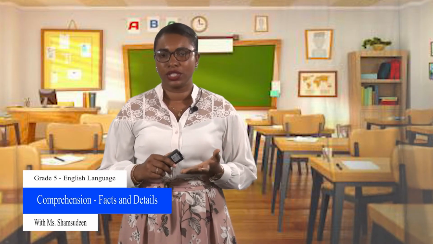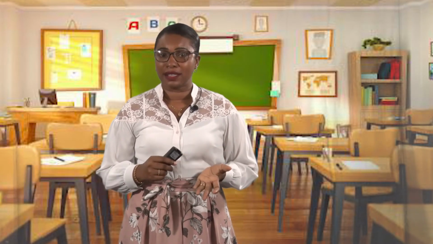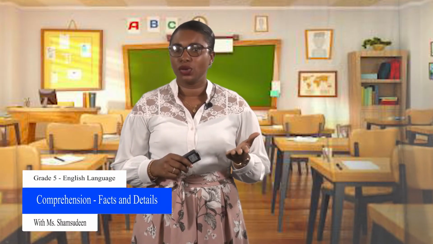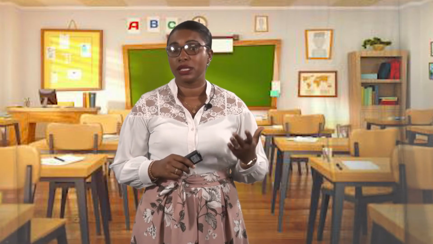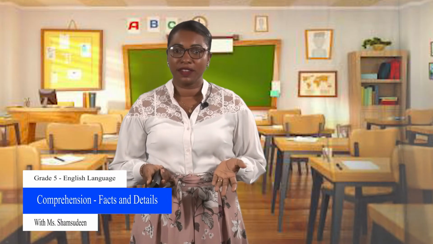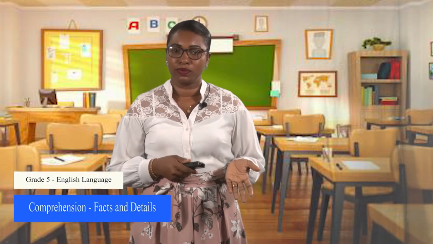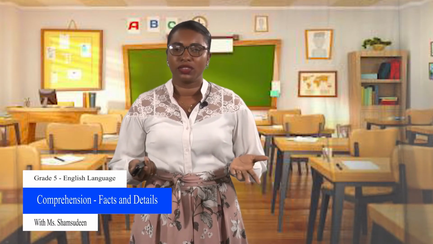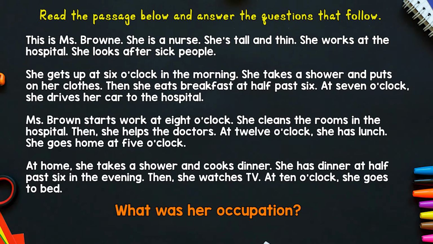Now let's see if we can answer these questions to see what facts or details have been provided in the passage. Now, we know that the story was about Miss Brown. So let's look at some of the things we can find out about Miss Brown. The fact is that her name is Miss Brown. Let's see what are some other things we can find out. What was her occupation?